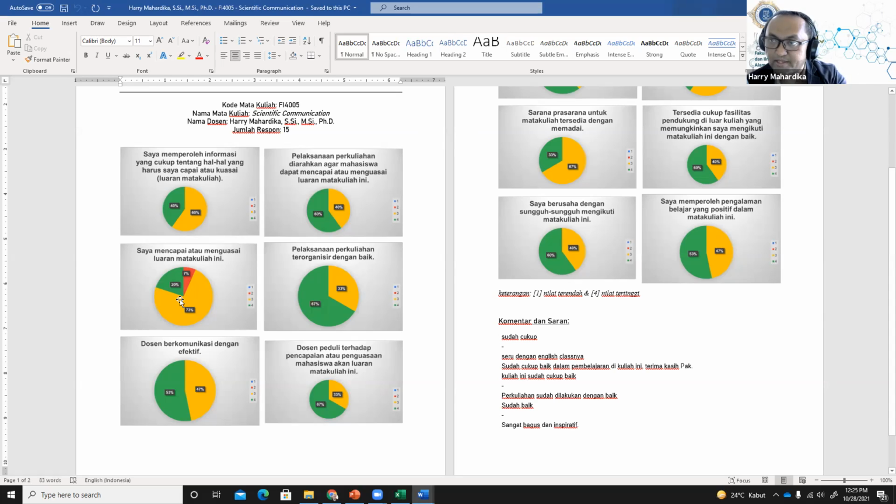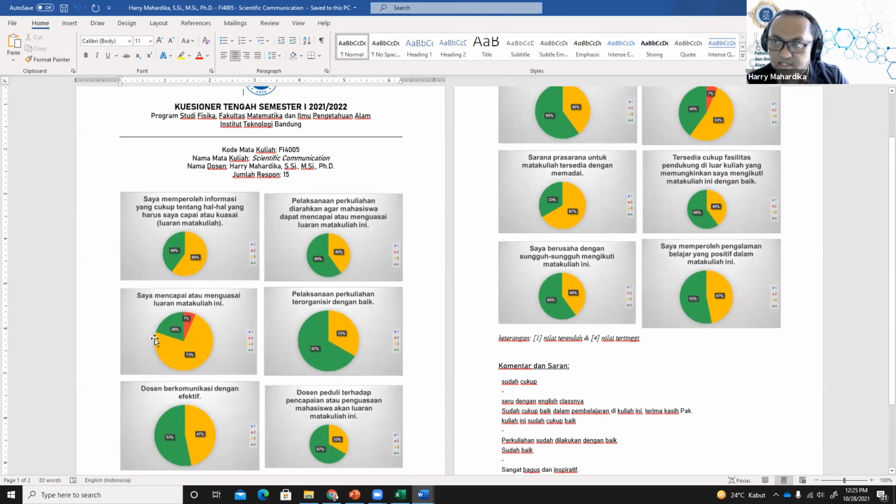It becomes your benchmark for your own improvement later on in the future, especially when you are going to work in multinational companies, or in graduate studies abroad, or in an institution where you are required to speak international languages. So therefore, this class given by the physics study program is going to be your stepping stone to become a better professional later on.